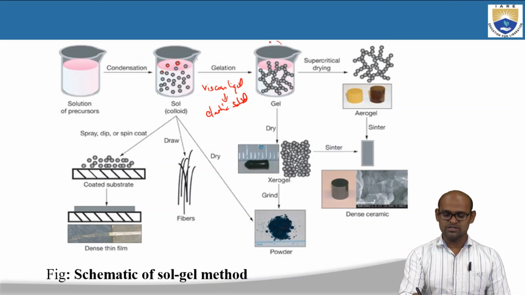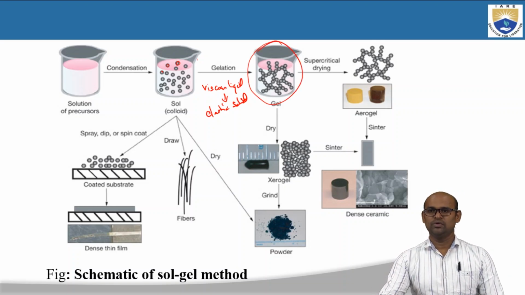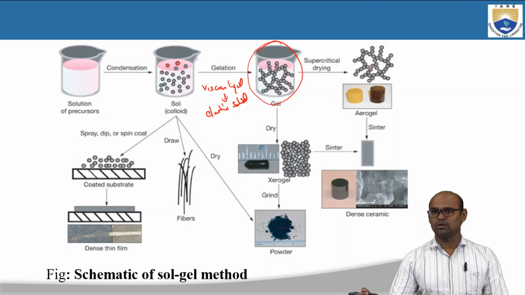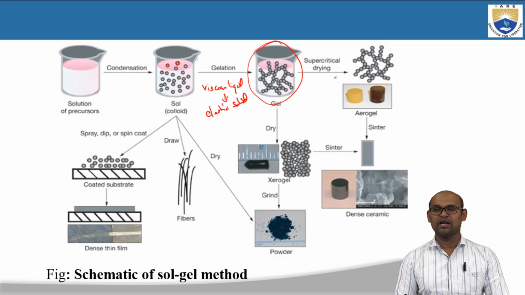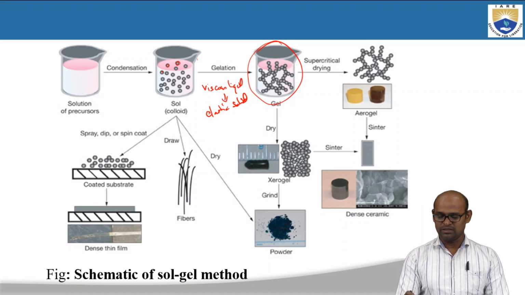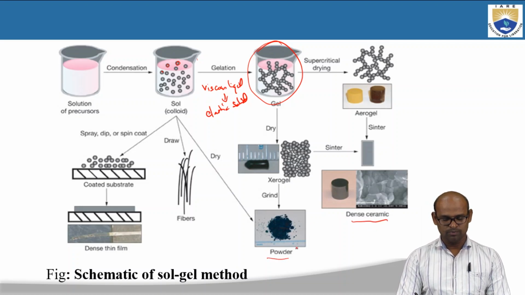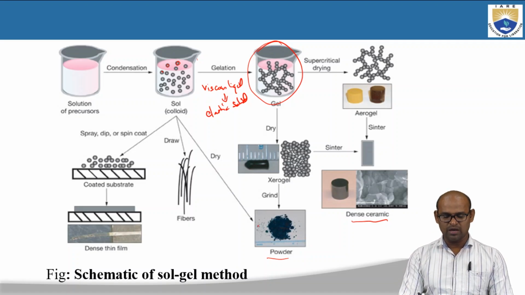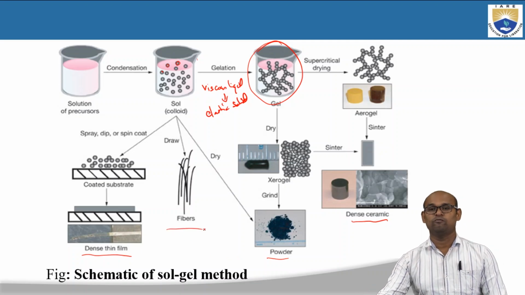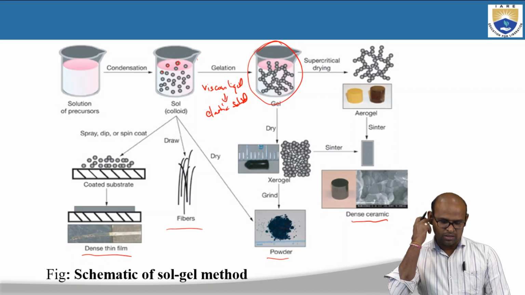So once you have this gel, you can do different types of drying. By doing different types of drying, you can prepare different types of materials. From this gel, you can prepare dense ceramic, or you can prepare powder, right? So these are two different types of materials. Or you can also prepare thin film, you can prepare fibers. Different types of materials can be prepared using this sol-gel method.